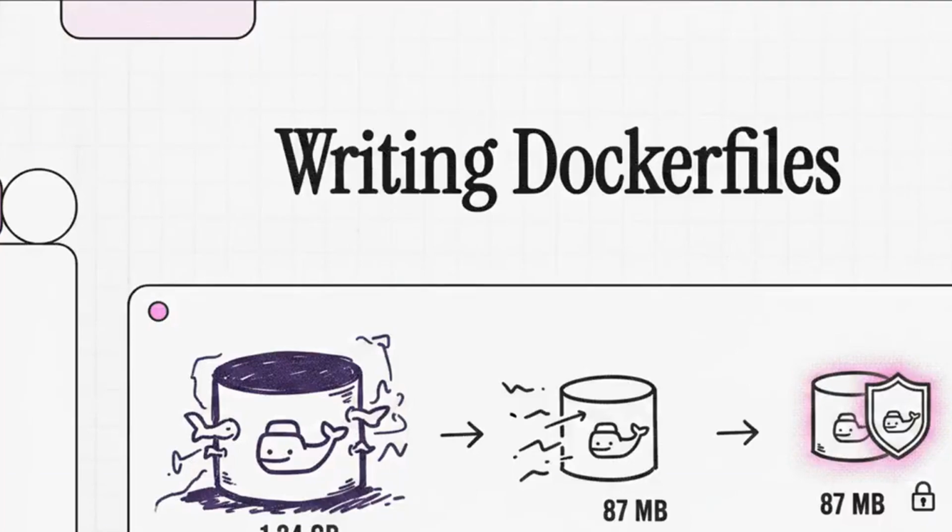All right, let's dive right into this explainer. Today, we're taking a single Python Flask app and evolving its Dockerfile through 5 distinct versions. We're going to take the exact same application code and transform it from a naive, bloated 1.24 gigabyte monster into an ultra-secure 87 megabyte production-grade powerhouse.